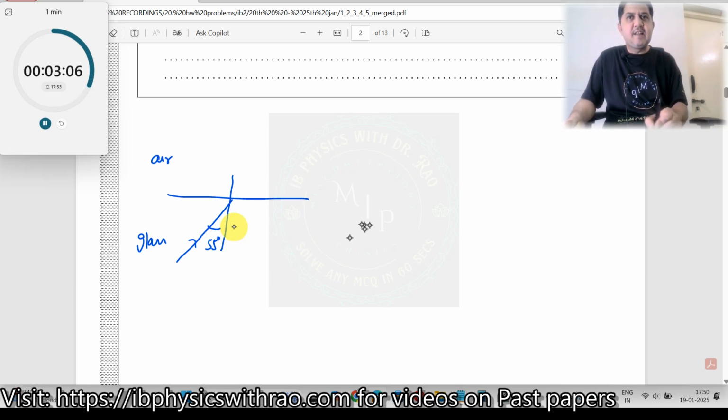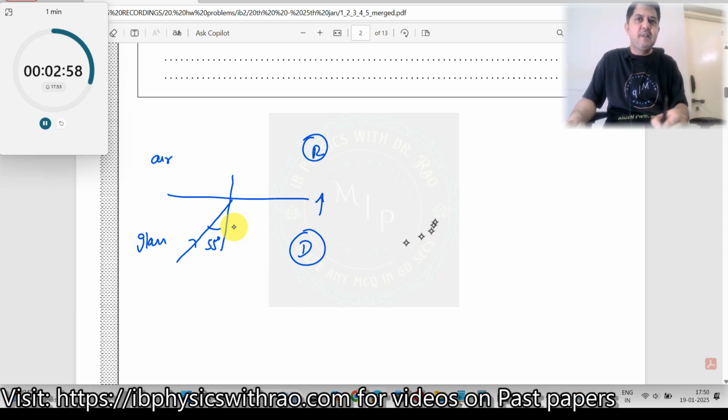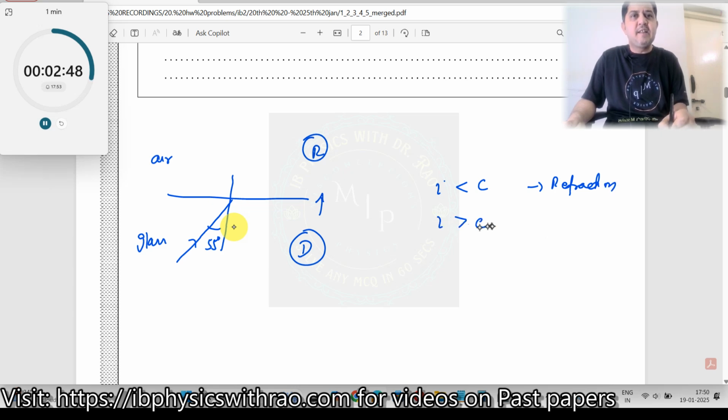Now first thing is, let us understand this is going from a denser medium to a rarer medium. When it goes from a denser to a rarer medium, there are two possibilities. The first one is, if the angle of incidence is less than the critical angle, then it will refract. There will be a refracted beam. If it is greater than the critical angle, then definitely only a reflection will be observed, which you call total internal reflection.